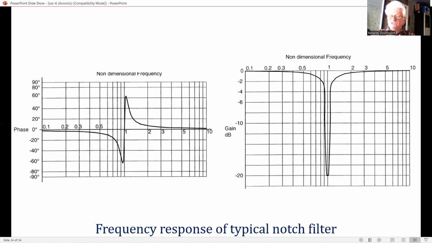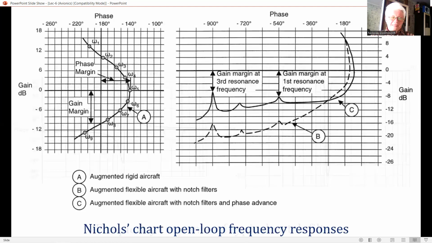Another characteristic, notch filter. The frequency response of a typical simple notch filter is shown in this figure on the right part of this slide. Note the rapidly increasing phase lag as the notch frequency is approached. This is followed by a rapid change to a phase lead above the notch frequency, which reduces to zero phase shift as the frequency increases further. An appropriate example of the effect on the FCS loop stability from the phase lags produced by several notch filters is shown on a Nichols chart.